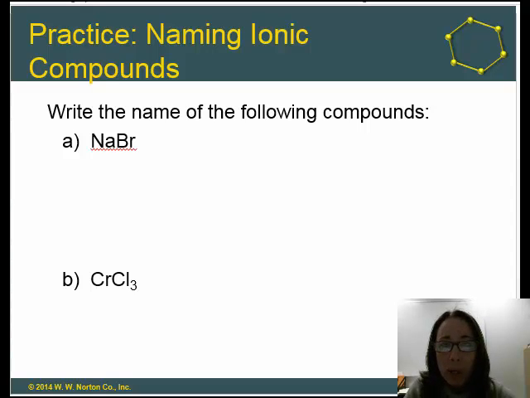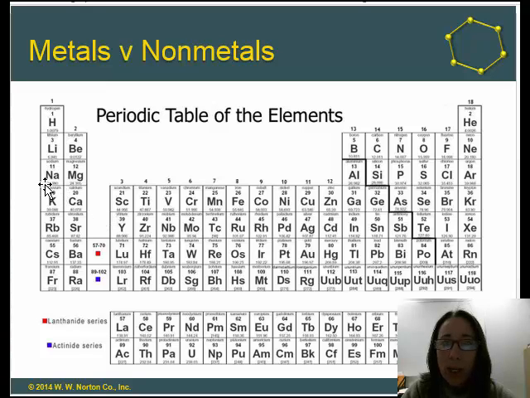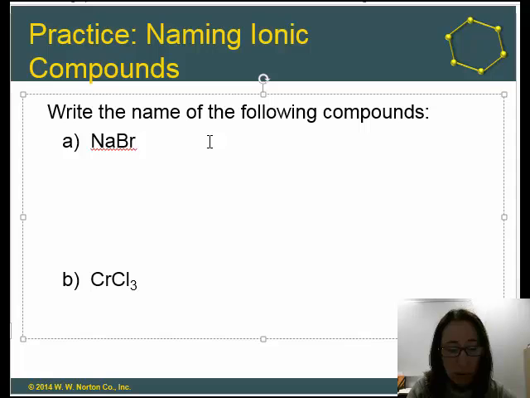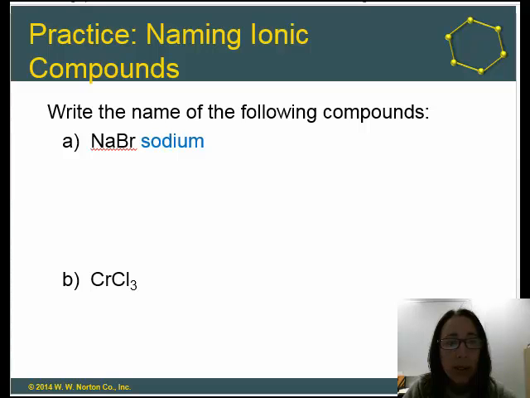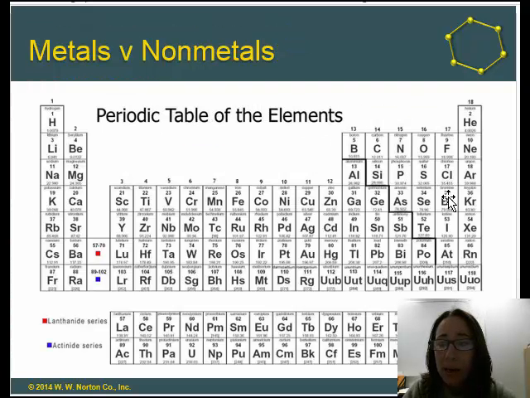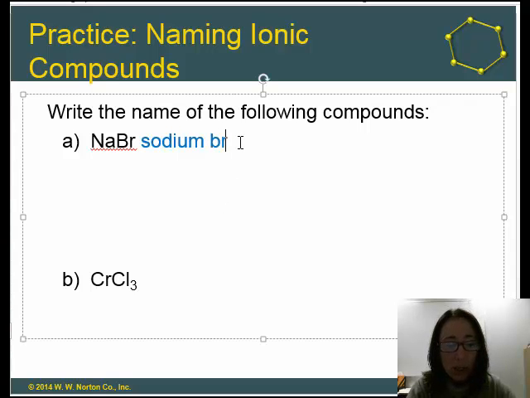So let's look at these examples. Write the name of the following compounds. So I'm going to look at A, capital N lowercase a, capital B lowercase r. So I look on my periodic table and capital N lowercase a, sodium is a metal. So I know it's going to be an ionic compound. So I'm going to name the metal, which is sodium, and then I'm going to name the anion. This is a monoatomic anion, and its name is based on the elemental name and ends in "ide." So here is the element, capital B lowercase r, that's bromine, so the ion is going to be bromide.